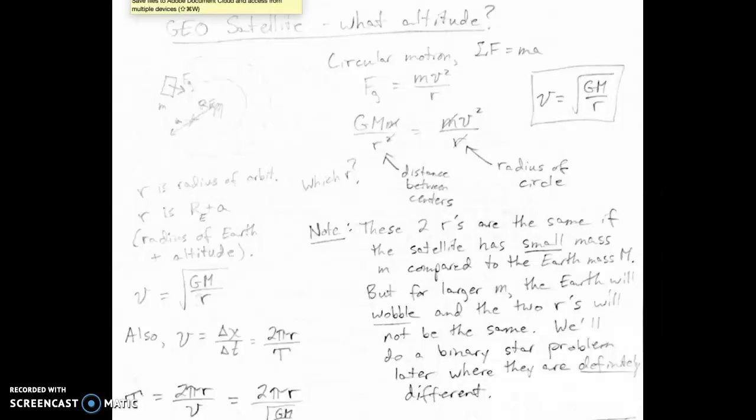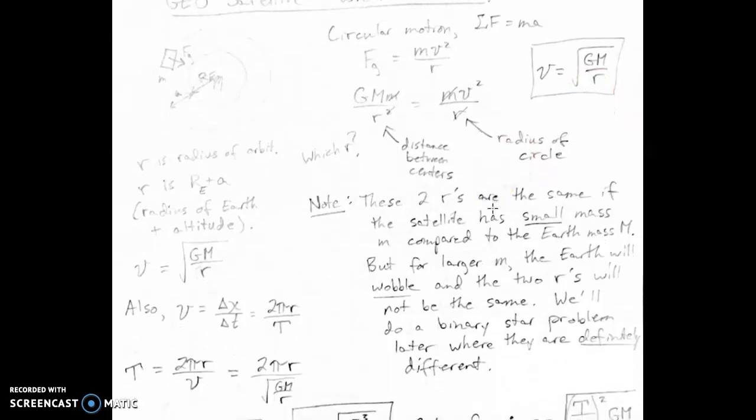Okay, here's my solution, and I started with the free body diagram. There's the object, the satellite, and here's the Earth. And it's assuming it's a circular orbit. The equation is net force equals mv squared over r. Solve for v, and you get the square root of GM over r, where r is the radius of the orbit.